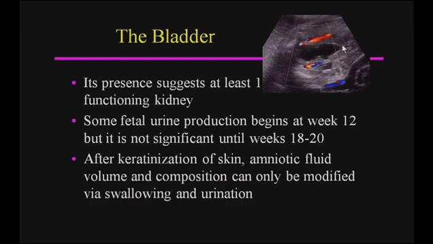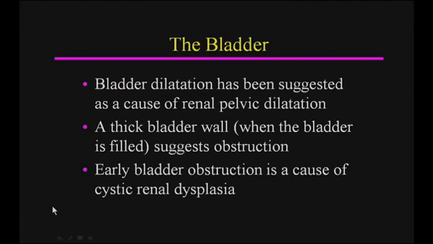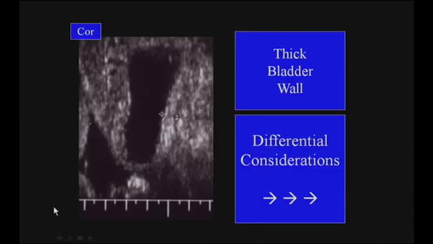This happened to be a unique case in which there was also dilation of a structure superior to the bladder. This is a coronal image, and that was because there was obstruction, and that was filling of the urachus. Bladder dilation has been suggested as a cause of renal pelvic dilation. A thick bladder wall, when the bladder is filled, suggests obstruction. If it's underfilled, thickness doesn't indicate abnormality. Early bladder obstruction has been linked, at least in sheep experiments, to the cause for cystic renal dysplasia.